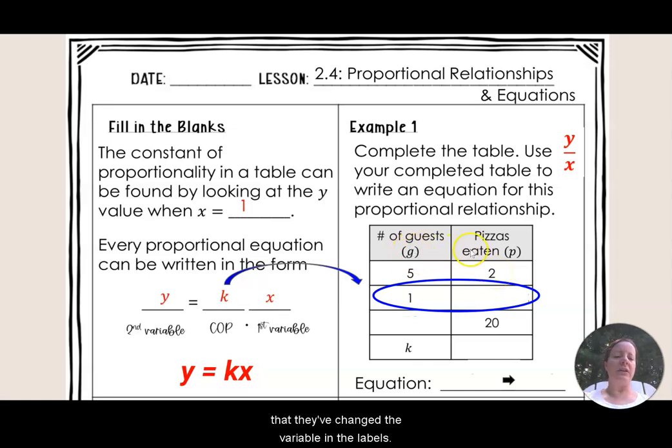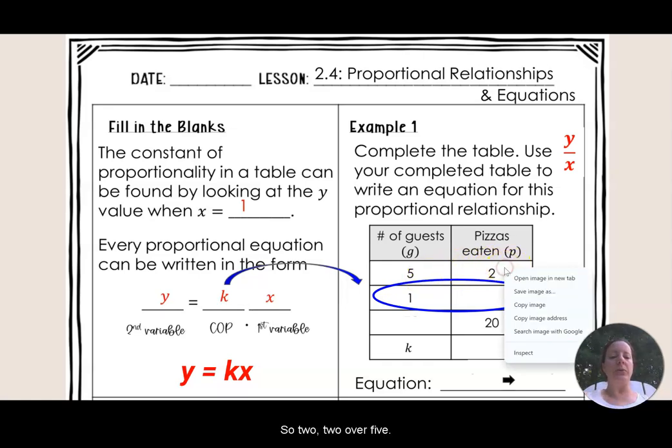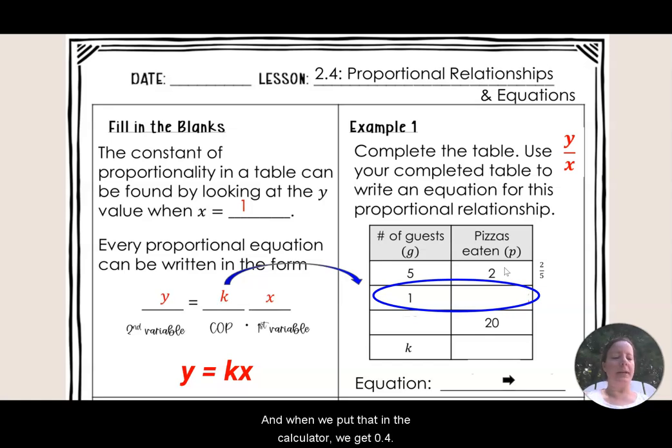Notice, though, that they've changed the variable in the labels. We're going to get to that at the end, but this left column is still going to be x, and this is still going to be y. So we're going to set it up the same way, y over x. So 2 over 5. And when we put that in the calculator, we get 0.4. Okay, that means that we're multiplying by 0.4.